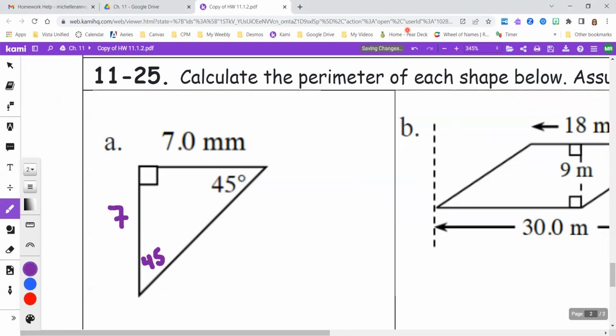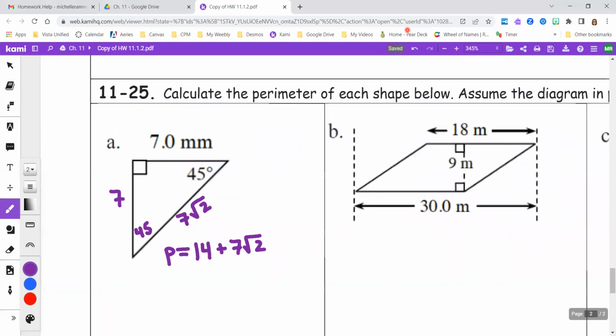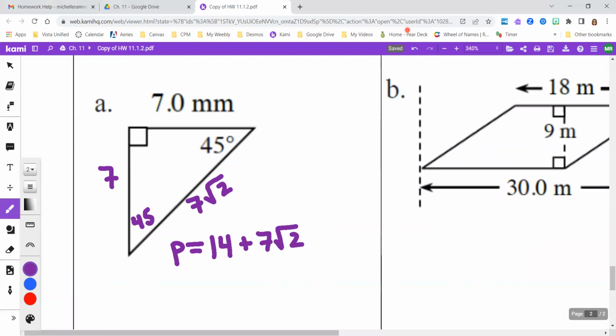And then the hypotenuse, you can do Pythagorean, or remember that whatever the legs are for a 45-45-90, you're going to take that leg and multiply it by √2. And so if I'm trying to find the perimeter, I'm going to end up getting 14 plus 7√2. Let's see, just trying to see if they wanted it to be a decimal or not. So it's going to be 14 plus 7√2 millimeters for the perimeter.